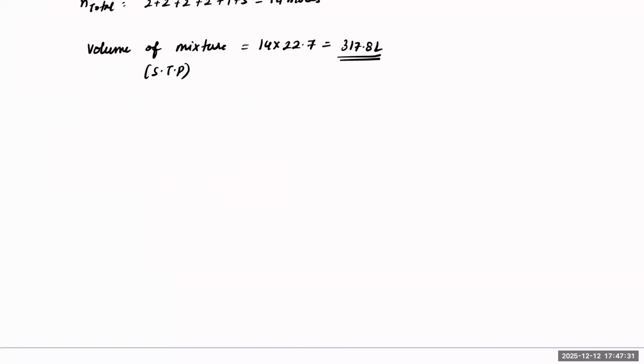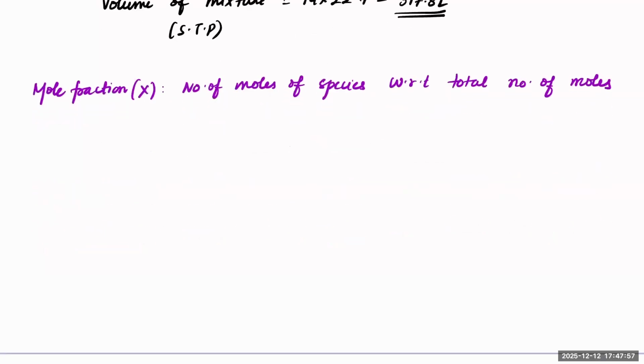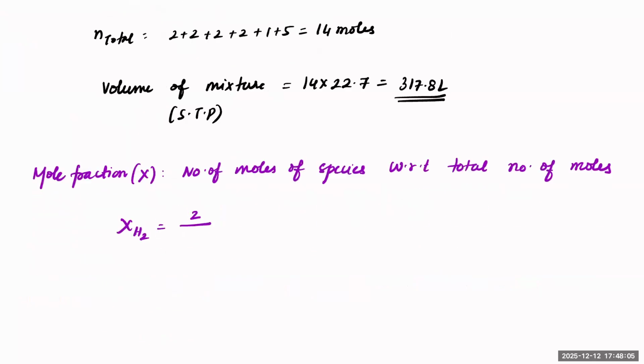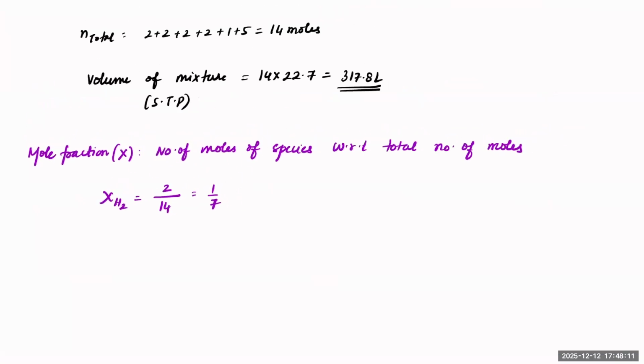Here, there is one more addition which I'll make as an extra thing, mole fraction. By definition, it is number of moles of a species with respect to total number of moles. For instance, in this question, if I ask you what is the mole fraction of hydrogen gas, hydrogen gas total are 2 moles here, isn't it? So that is 2 divided by 14. So 1 by 7 is the mole fraction of hydrogen gas. Okay.